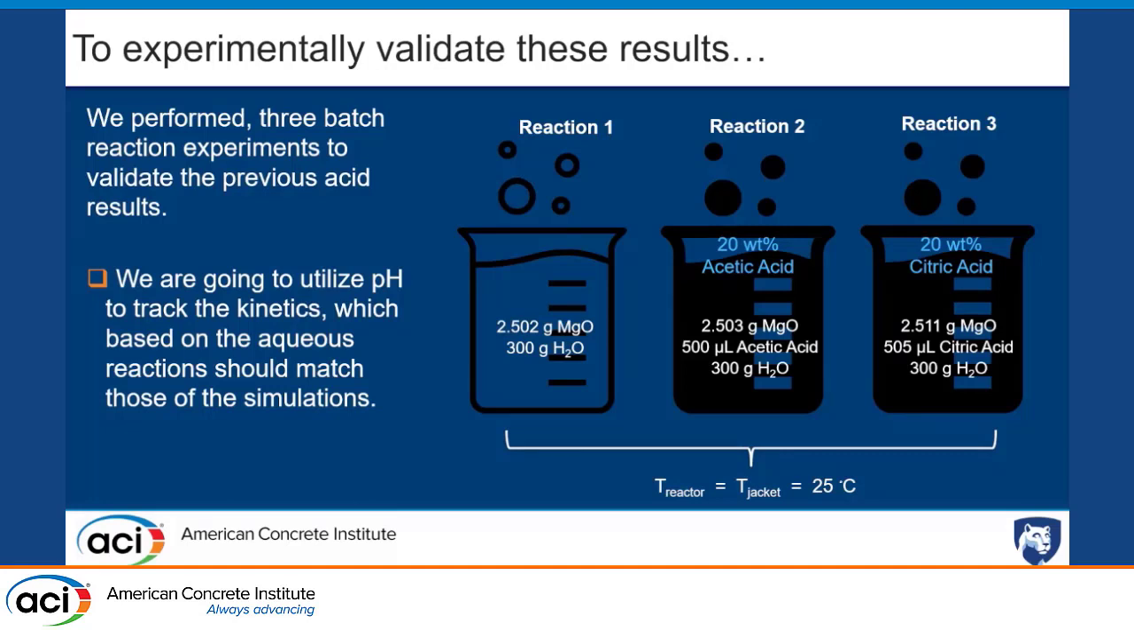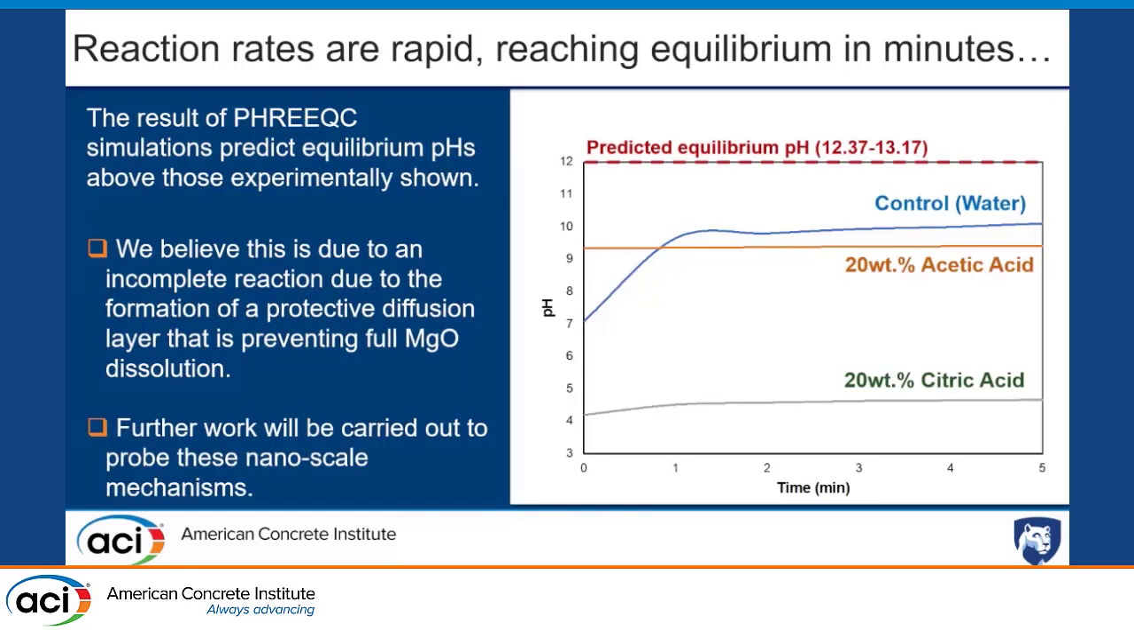So in order to validate some of these results with experiments, we use our easy match that I just introduced you to earlier, and we did 3 separate experiments here, and we're going to utilize pH to really track the reaction rates of these 3 different batch reactions, and really look at, did it achieve this equilibrium, or is it matching our simulations, right? So in the first reaction, it's just magnesium oxide and water. Second reaction, we have 28% acetic acid. And in the third reaction, we have 28% citric acid. Okay? The same amount of magnesium for all of them. Right? So, here are the results.